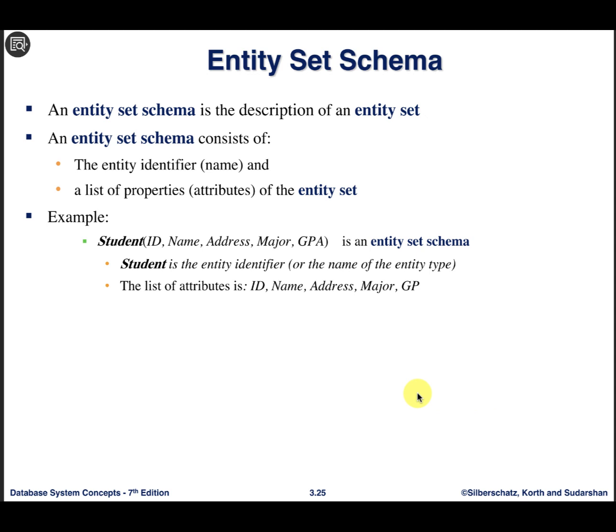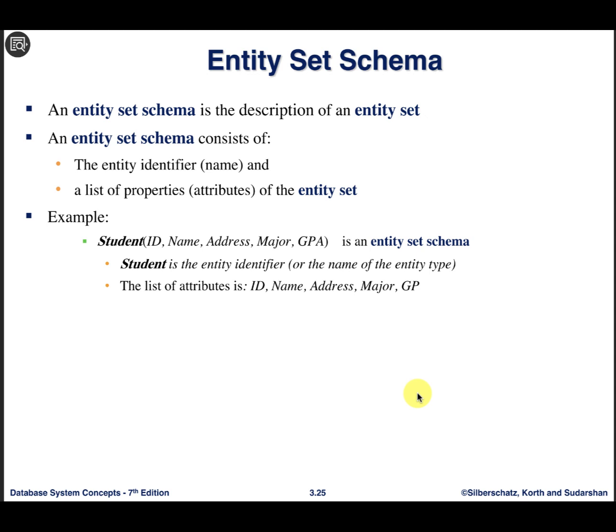So what's the schema? The schema is just the description of the entity set. We said the entity set has a set of attributes, so how could you describe them? The entity set schema tells me the entity identifier, or the name of the entity set, for example student. Then after that, you list the attributes.